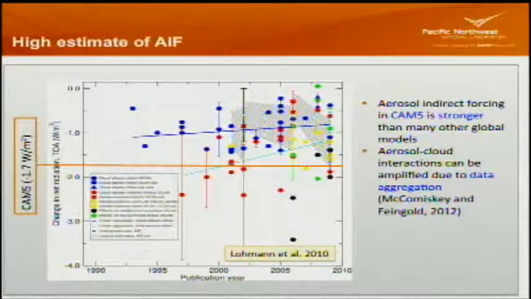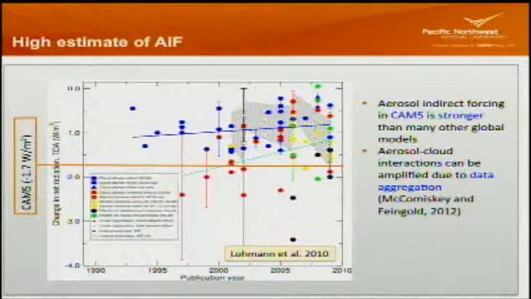Another very known problem is that the models tend to have a high estimate of aerosol indirect forcing. This is a figure taken from Lohmann et al. 2010, and this is the estimate of aerosol indirect forcing as a function of papers being published. You can see there is a very large range of this quantity, and CAM5 is around here, which is at the high end compared to all the other models.